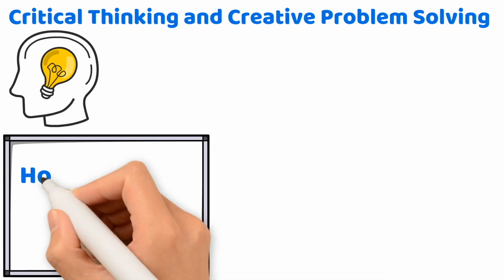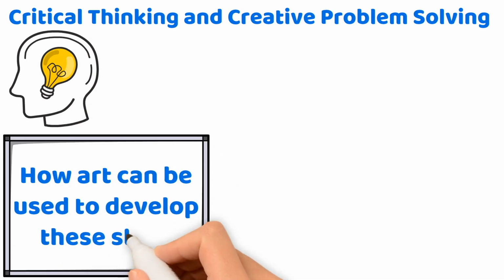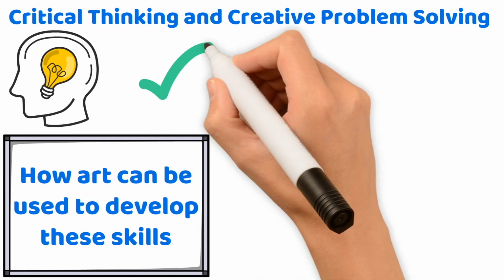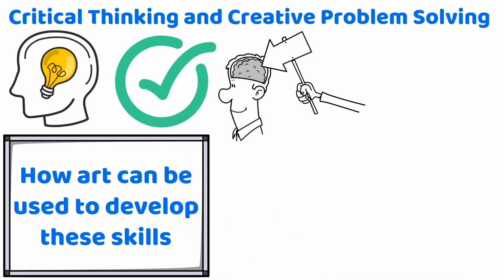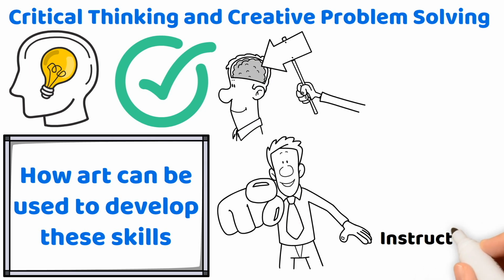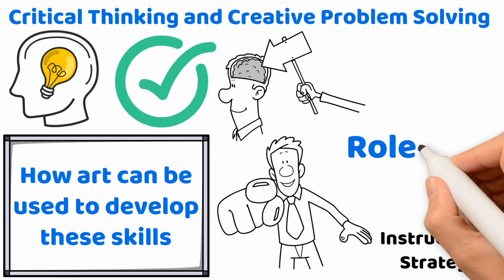Moving on, critical thinking and creative problem-solving in art perception is another vital area. You will likely need to answer how art can be used to develop these skills. Select the best answer that includes the use of questioning techniques to encourage deeper analysis of art. If you are asked to select an instructional strategy, look for one that uses role-play.